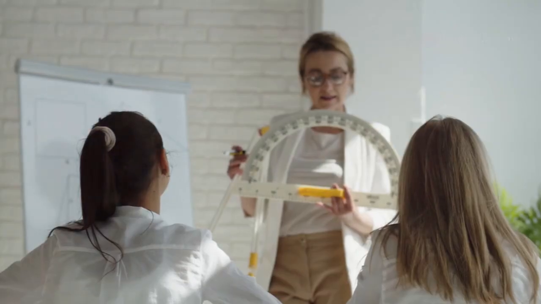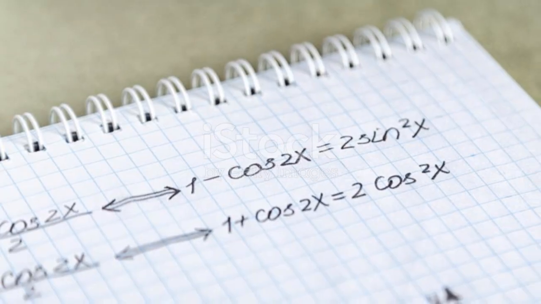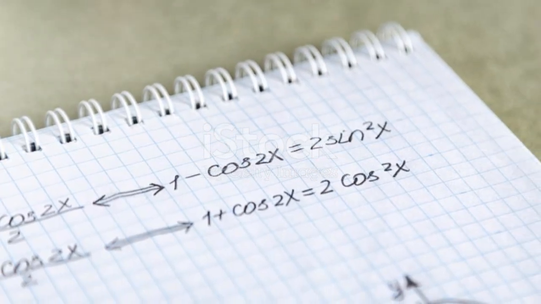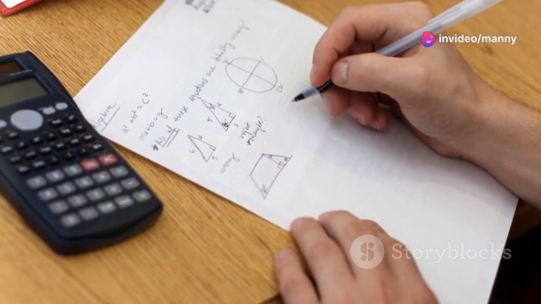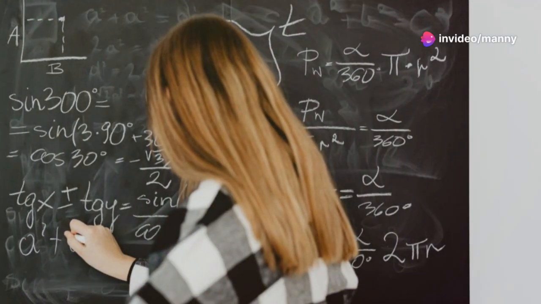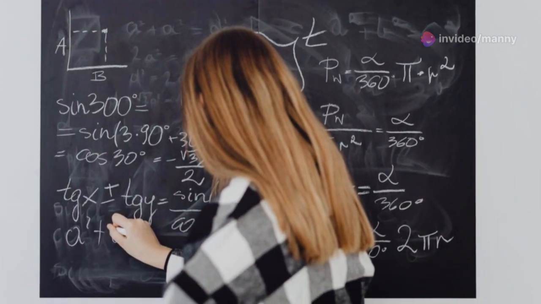Section 4. Common trigonometric identities. Trigonometric identities are equations. They are always true for all values. These identities help simplify complex expressions. They're tools for solving trigonometric problems. Learning them is key to mastering trigonometry.